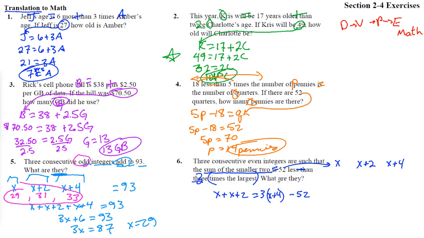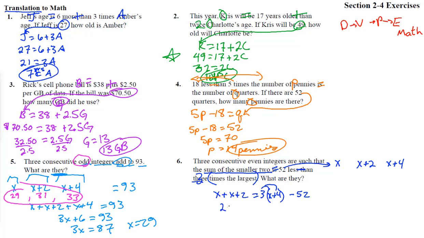Well, let's read it one more time, make sure that's true. Three consecutive integers. So here's the smallest, medium, and largest of those three. The sum of the smaller two, that's the sum of these two, is, that's an equal sign, 52 less than, so that's 52 less than something, 3 times the largest. Excellent, excellent. Okay, what are they? So we've got to find these. Look, we have an equation. We know how to deal with that.